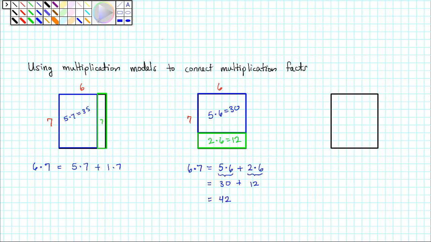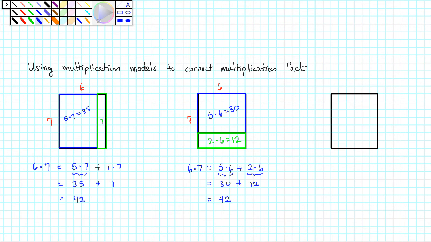Looking back at this other one, we had 6 times 7 broken up into 5 groups of 7 and then 1 more group of 7. That 5 groups of 7 is 35, and the one more group of 7 is 7, and 35 plus 7 is 42.